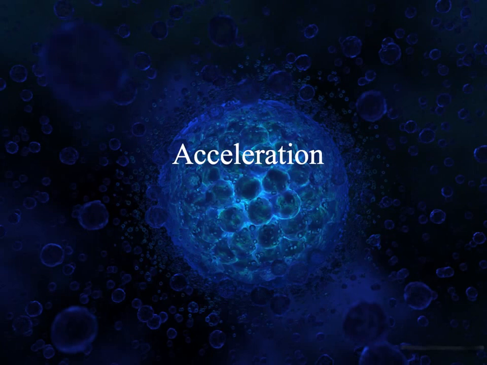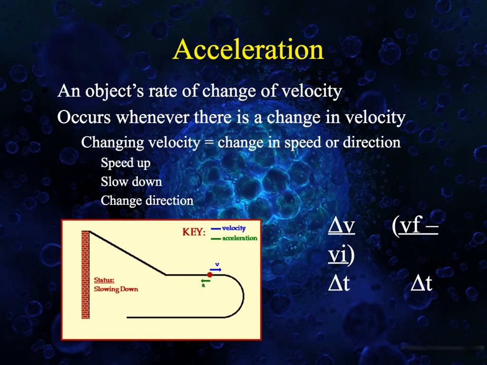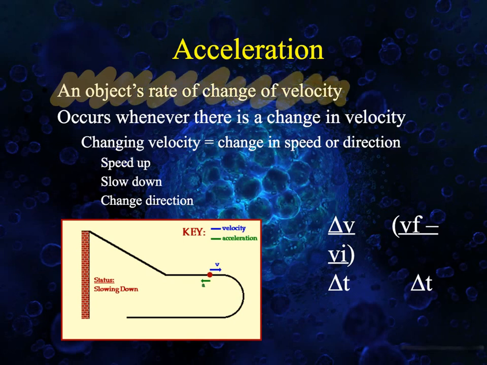Okay, we're going to talk briefly about acceleration. We're not going to talk a whole lot about it this unit, we'll get into it in more detail next unit, but I do want to mention it. The simple definition of acceleration is an object's rate of change of velocity. So if the velocity changes, then we have acceleration. If we speed up, if we slow down, or we change our direction, we're changing our velocity and therefore accelerating.